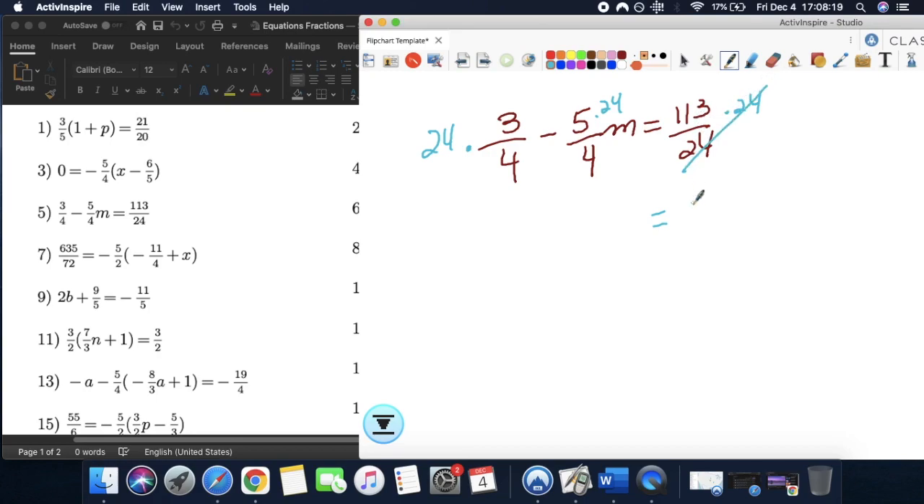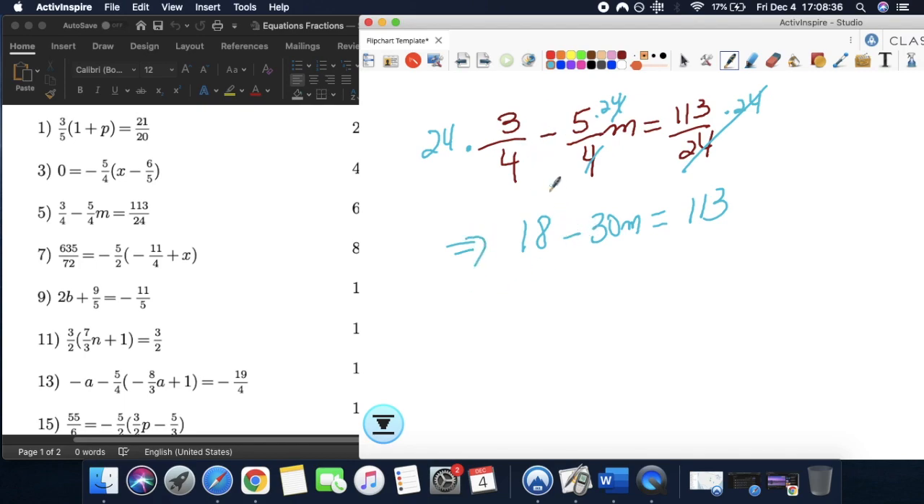So 113 is going to be on top. 24 divided by 4 is going to be 6. 6 times 5 is going to be 30. So that's going to be 30m minus, 24 divided by 4 is 6 again, and then times 3 is 18. So much easier to work with that.